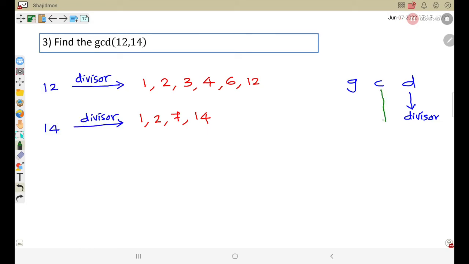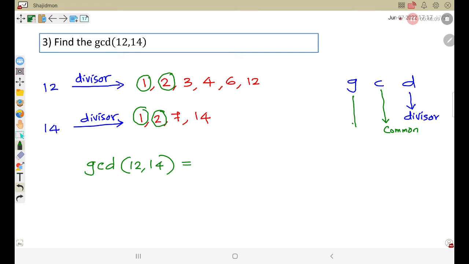Correct? So what are the divisors? We got it. Now just select the common divisors. Correct? 1 is common here and here. 2 is common here and here. Is anything else common? No. So what is the GCD of the numbers 12 and 14? Okay, so select the biggest, the greatest common divisor. What is the greatest common divisor? 2. 2 is the common and greatest, the bigger one. So 2 is the greatest common divisor. So this is what our question asked, the greatest common divisor.